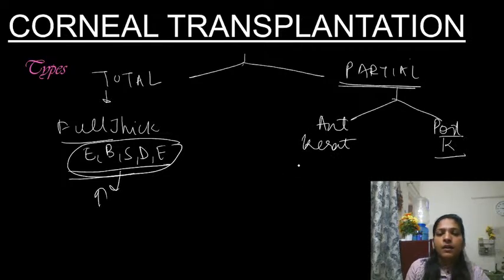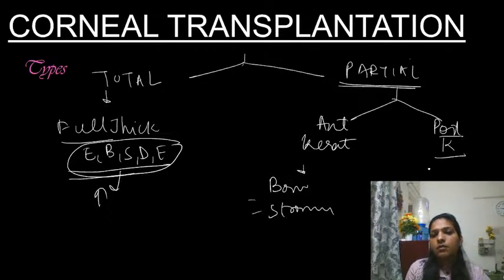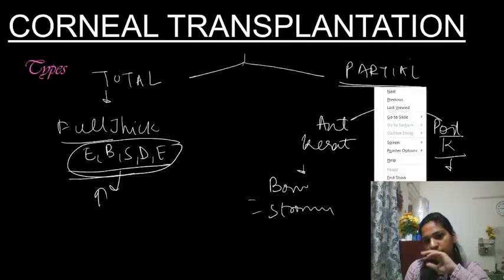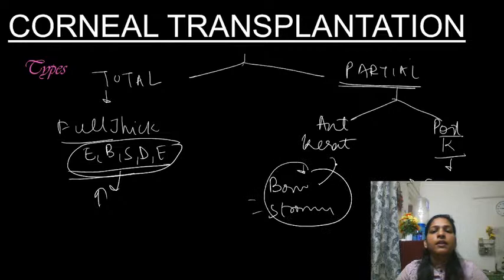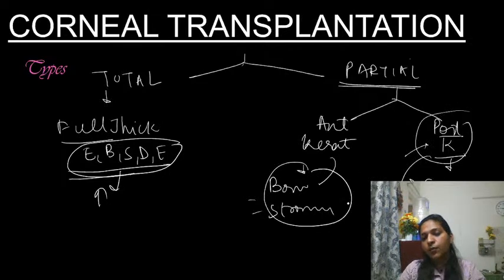Now anterior keratoplasty and posterior keratoplasty. Okay. In anterior keratoplasty, Bowman's or stroma are replaced. Okay, and in posterior keratoplasty, endothelium is replaced. Okay, so if Bowman's and stroma are replaced, that is done under anterior keratoplasty, and if endothelium is replaced, then it is done under posterior keratoplasty. Okay.